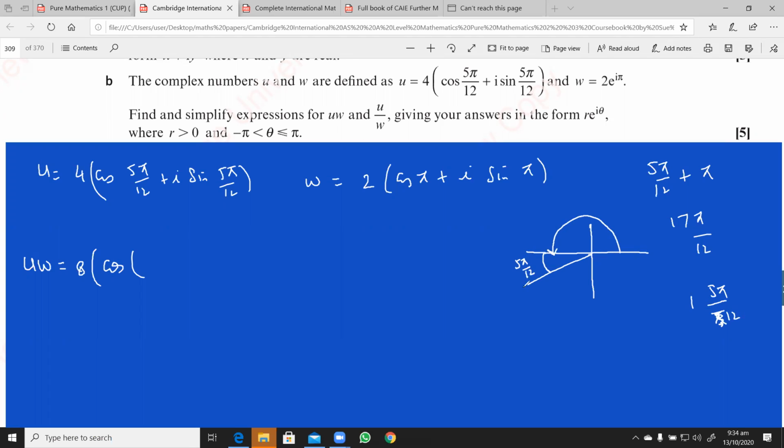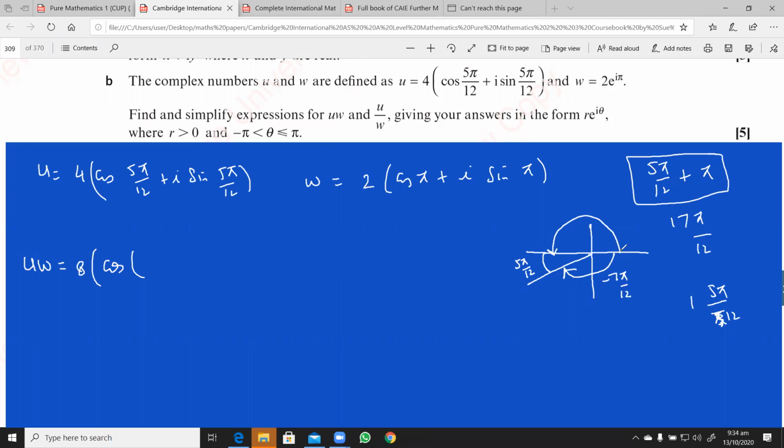So what will be the argument? Come on. That will be minus 7 pi by 12. You have to be between minus pi and pi. I cannot go beyond pi. So when I added them together, I got 17 pi by 12, so I need to convert that into a mixed fraction. This is 1 whole 5 pi by 12.